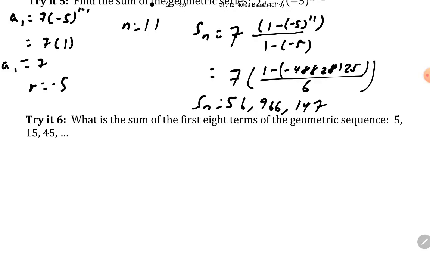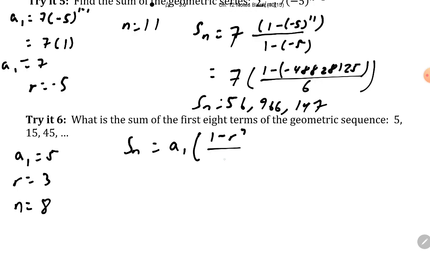Alright, what is the sum of the first 8 terms of the geometric sequence? 5, 15, 45. So it looks like our first term is 5. We're multiplying each thing by 3. And they want to know the sum of the first 8 terms. So S of n equals a1 times the quantity 1 minus r to the n over 1 minus r. So this equals a sub 1, which is 5, times 1 minus 3 to the 8th, over 1 minus 3.